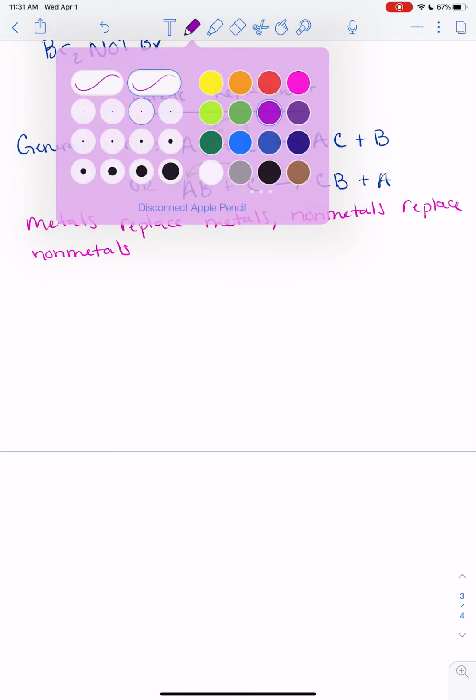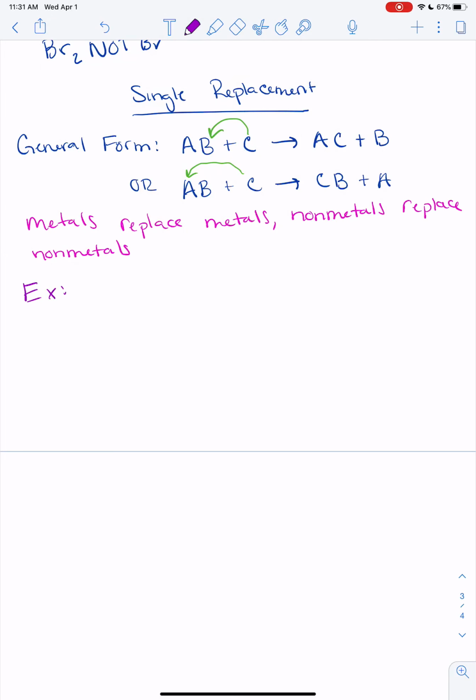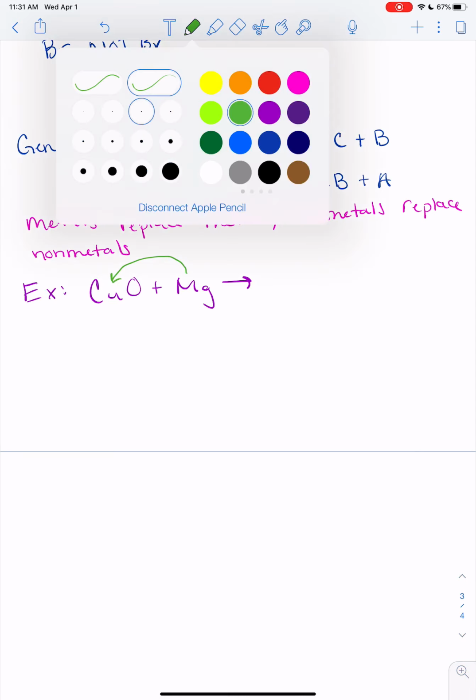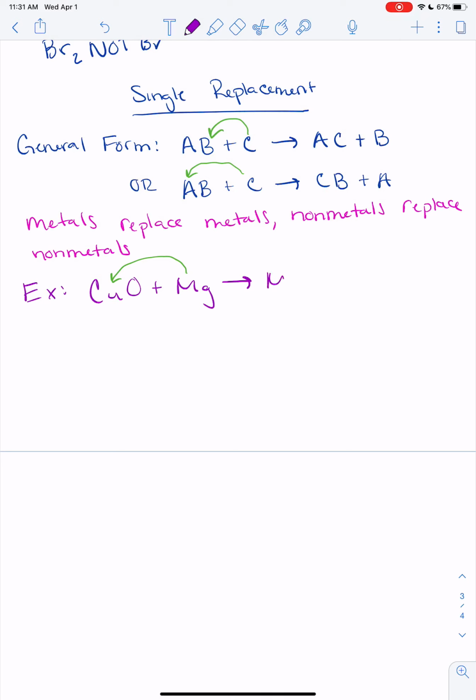So now if we give ourselves an example, we have CuO, copper oxide, plus magnesium. Our magnesium is a metal, so it's going to kick out our other metal, which is copper, and we get MgO plus Cu.